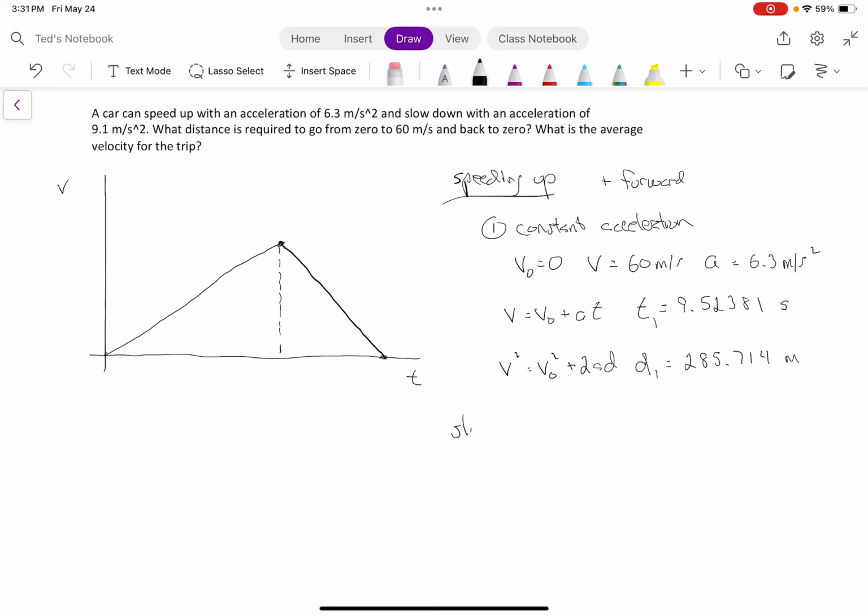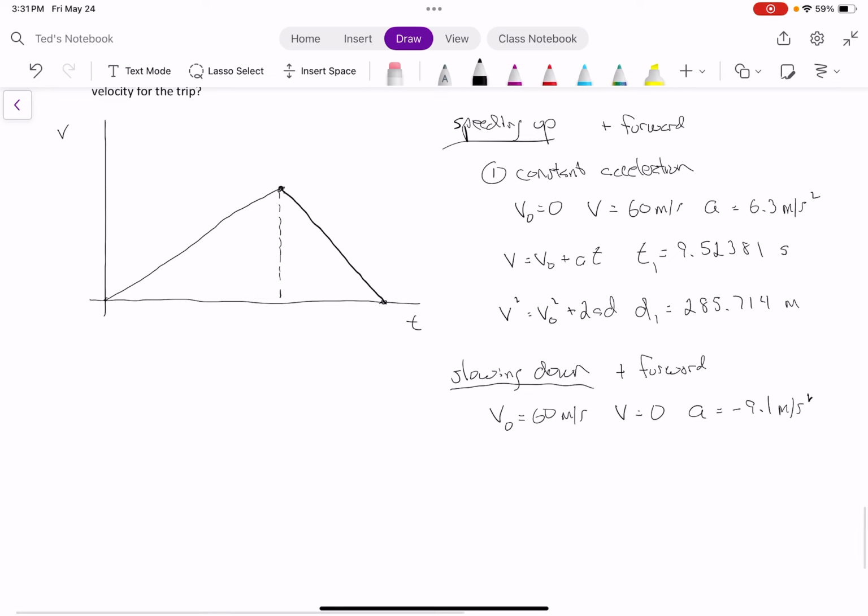Now for slowing down, this is also constant acceleration, and we are also going to make positive the forward direction. And so my initial velocity is 60 meters per second, my final velocity is 0, and my acceleration is negative 9.1 meters per second squared. Because if the velocity and the acceleration have opposite signs, that means we're slowing down. The velocity is forward, so to slow down, I need the acceleration to be backwards, negative 9.1.